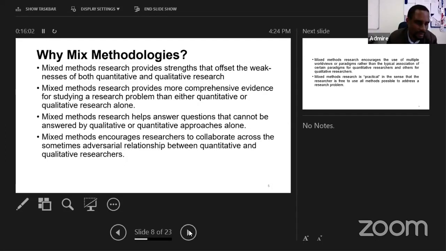Okay, thank you, Dr. Warrior. So essentially, as you were pointing out, the issue here is to make sure that you try and offset different weaknesses that these methodologies come with. As we pointed out, in as much as quantitative is good, it has its own strengths, but it also has its own weaknesses. Similarly, qualitative has its own strengths, but it also has its own weaknesses.